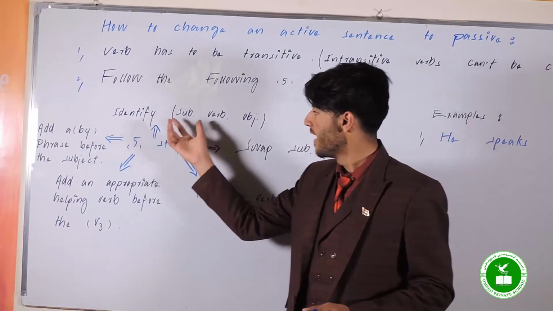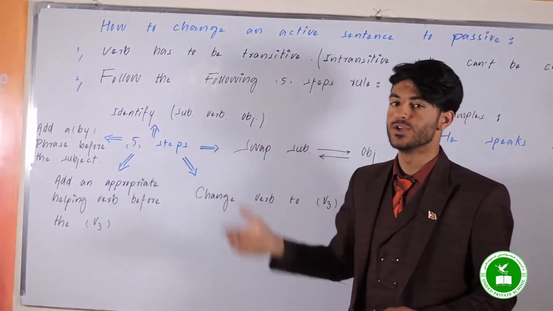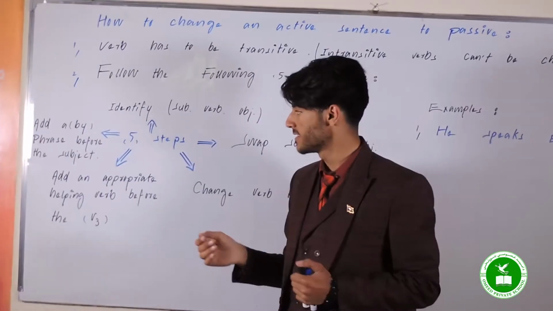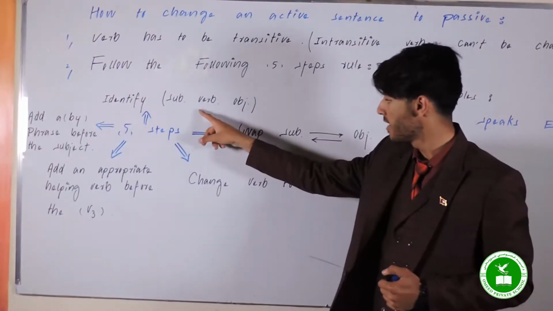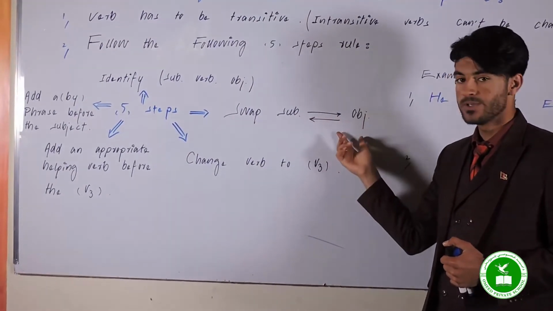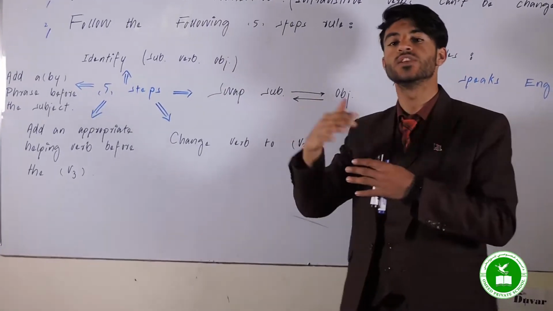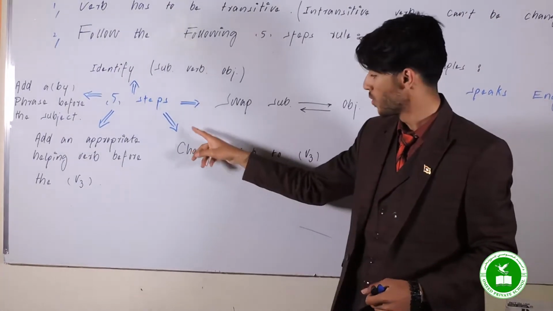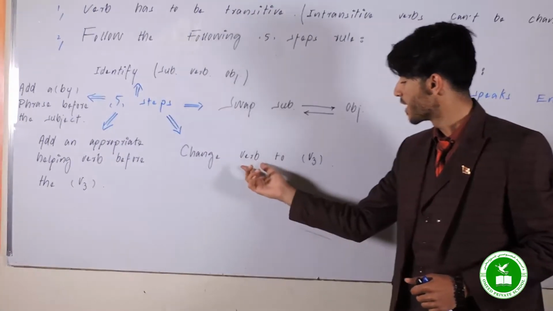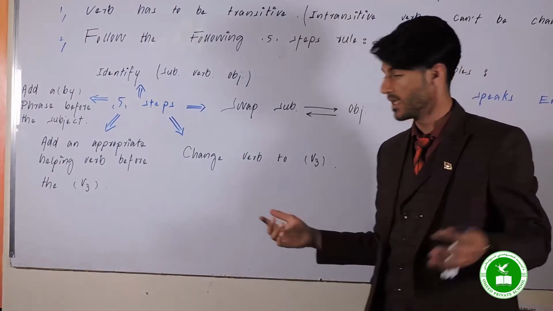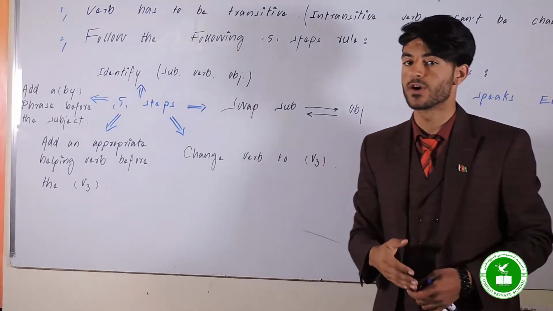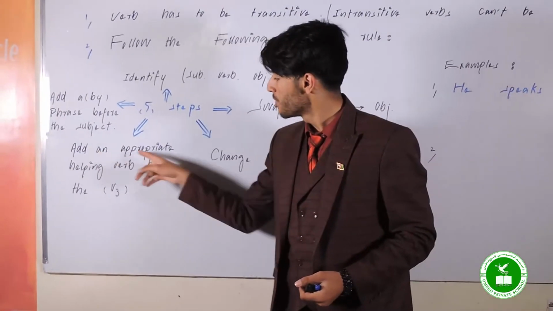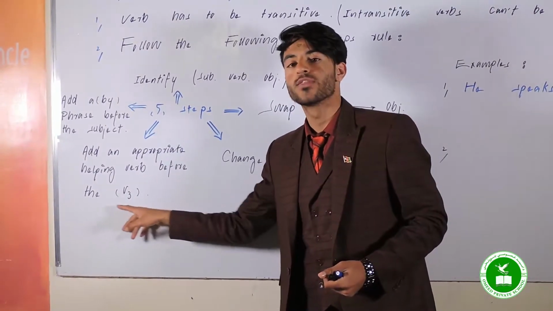Number one, identify subject, verb, and object. You should know what is subject in your sentence, what's your verb, and what's your object in the sentence. After that, swap subject with the object, object with the subject. It means change subject with the object and object with the subject, okay? The third step, change verb to verb 3, or you can say change verb to the third form of the verb, or change verb to the past participle form of the verb, okay? After that, add an appropriate helping verb before the third form of the verb.